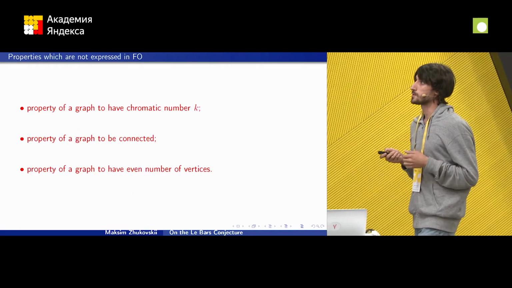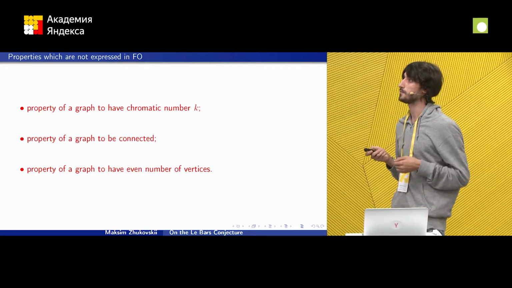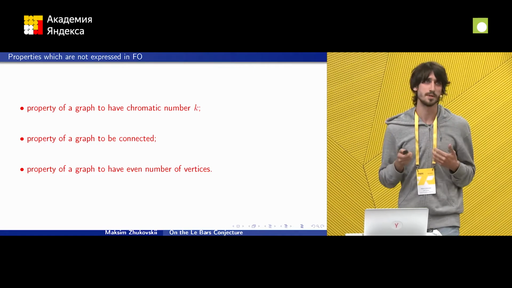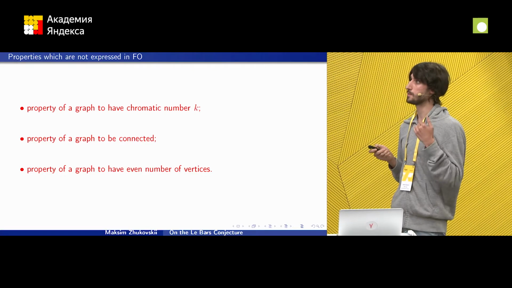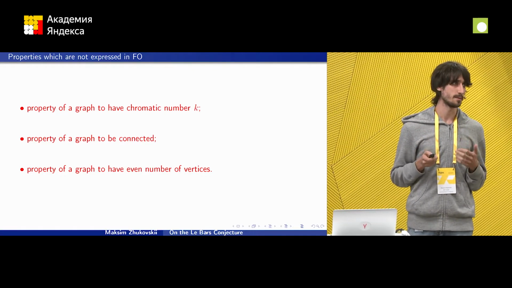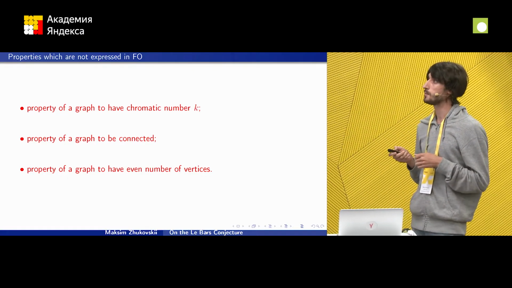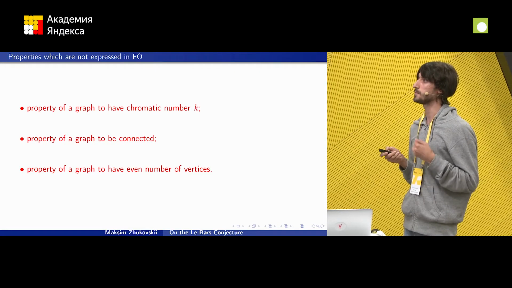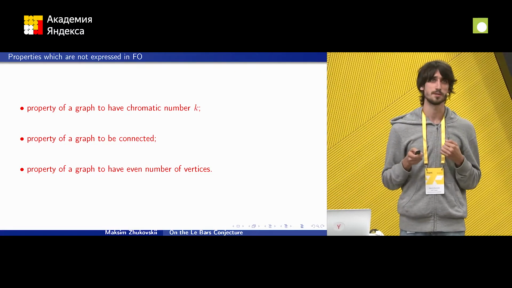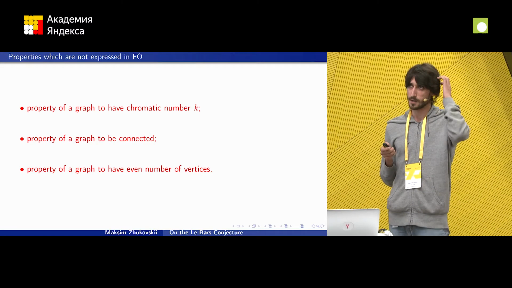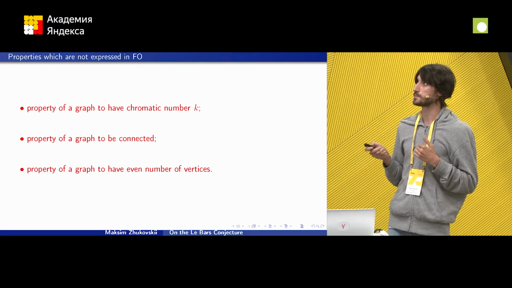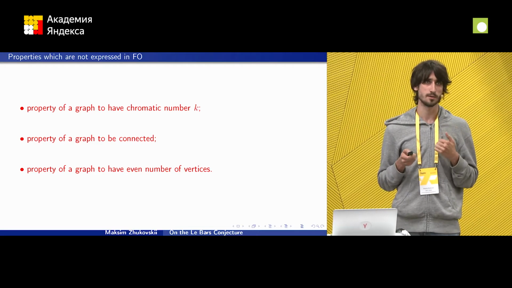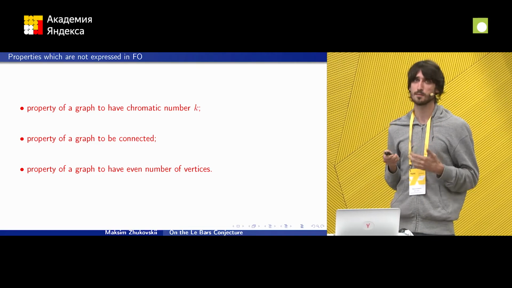Okay, let me also give some properties that cannot be represented in this language. For example, these 3 properties. The property of a graph to have some fixed chromatic number, say k. The property of a graph to be connected, and the property of a graph to have an even number of vertices. So there is a very nice way how we can prove that these properties cannot be represented in first-order language. And this way is combinatorial.